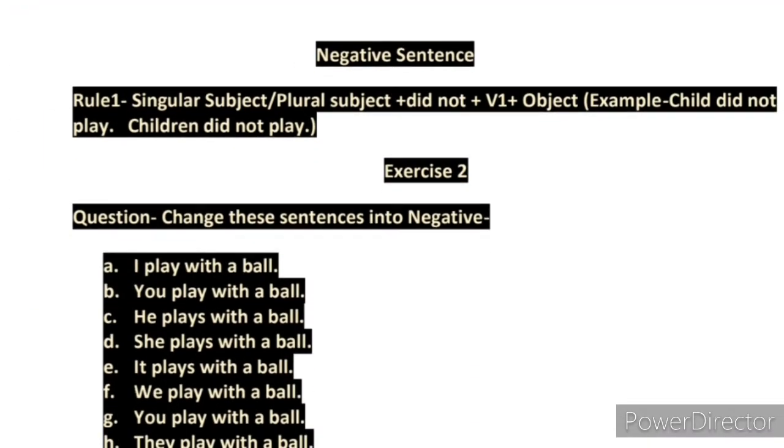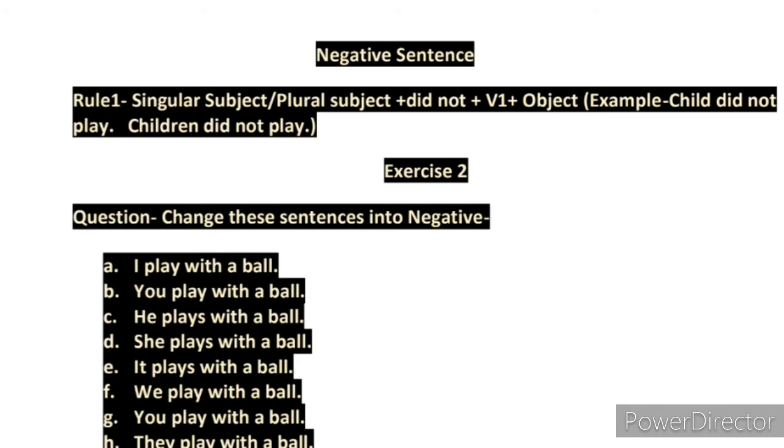Rule 1. Only one rule is there, and if any subject is there, we are supposed to add did not plus v1 plus object. Just keep in your mind that in all the 12 types of tenses, only in the simple sentences of the simple past do we use v2. Don't forget this. Now, for the negative sentence, we will use v1 here.